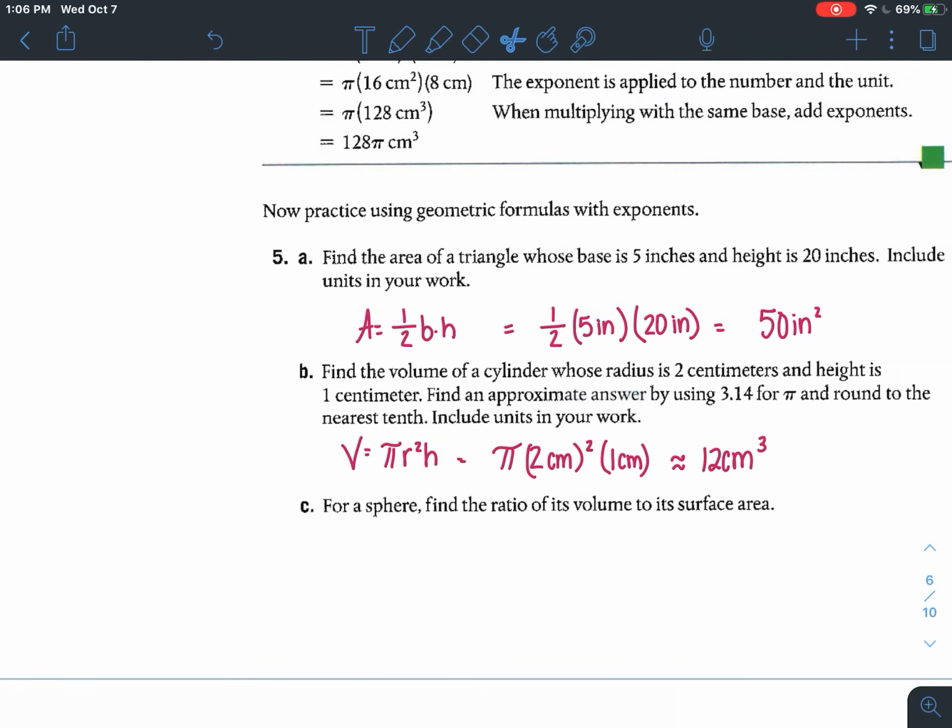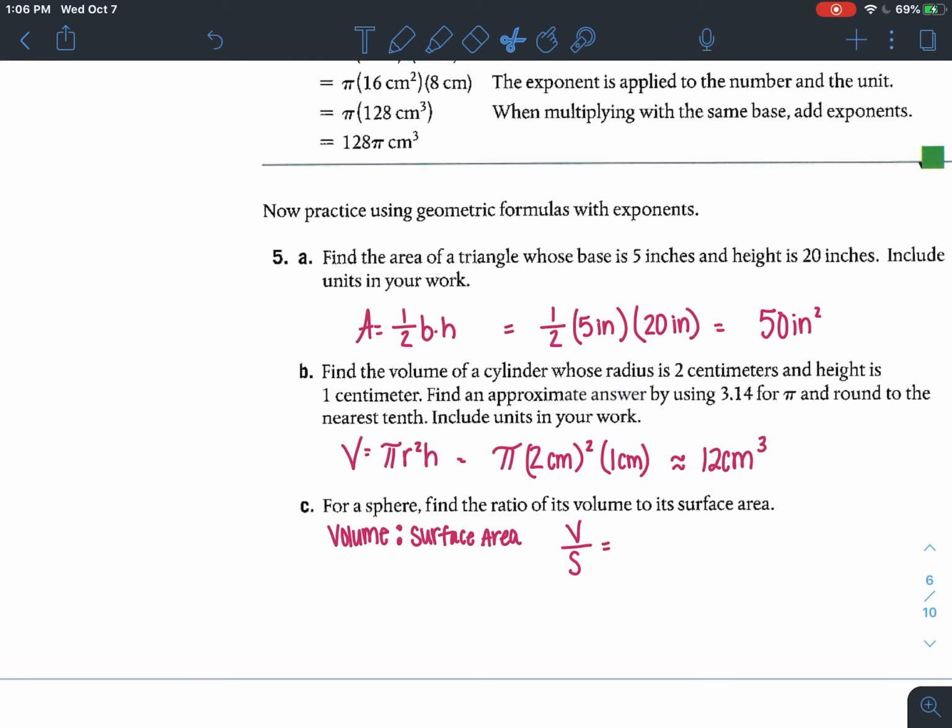All right, now, last piece. For a sphere, find the ratio of its volume to its surface area. So ratio, typically, I think most people would write a ratio like this: volume, colon, surface area. You can also write a ratio as a fraction, volume over surface area.